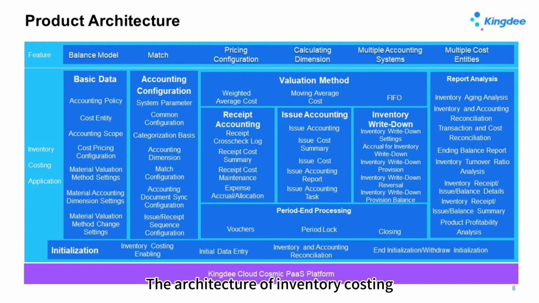The architecture of inventory costing shows what is included in the system, including basic data, accounting configuration, initialization, receipt accounting, issue accounting, inventory write-down, period-end processing, and report analysis.